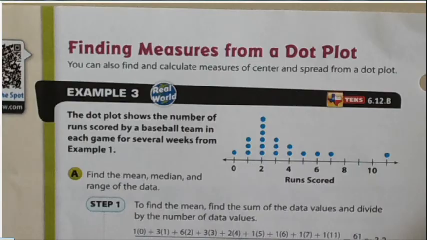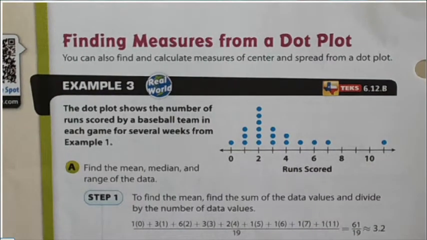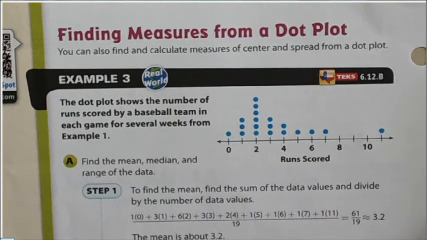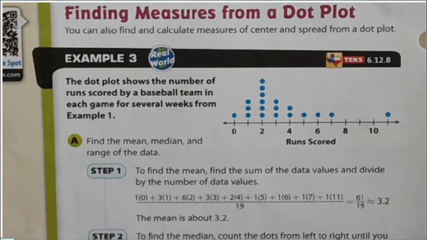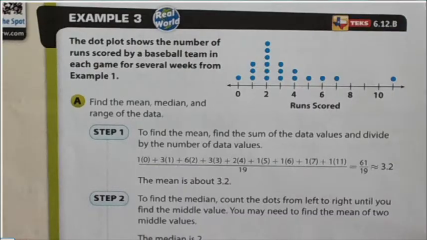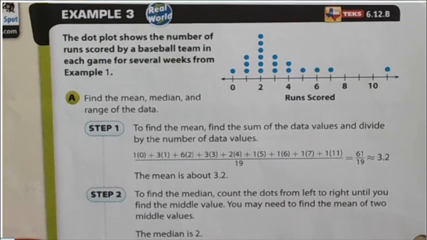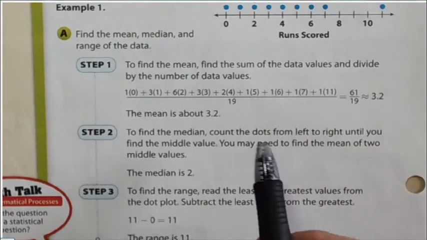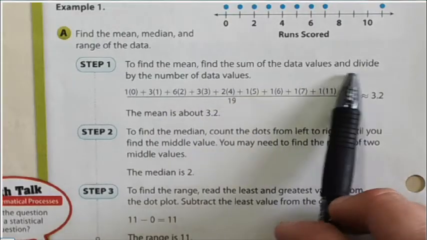Alright guys, now we are on page 500, finding measures from a dot plot. So let's see here. It says we're going to find the mean, median, and range of the data. This is the exact same information that we had on example 1 about the baseball team and how many runs they scored over 19 games. So step 1 says to find the mean, we need to find the sum of data values and divide by the number of data values.